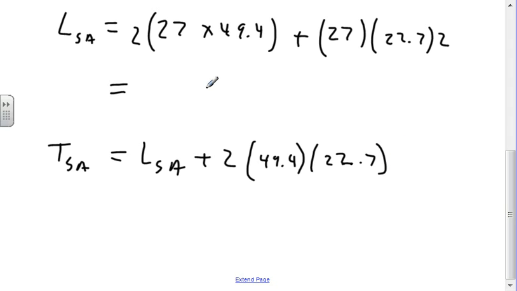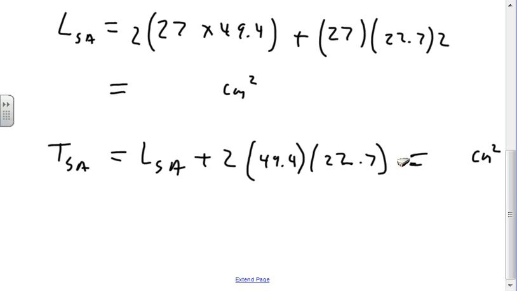22.7, and then I'll remember that all my answers are in centimeters squared, because that's the surface area. Centimeters squared.